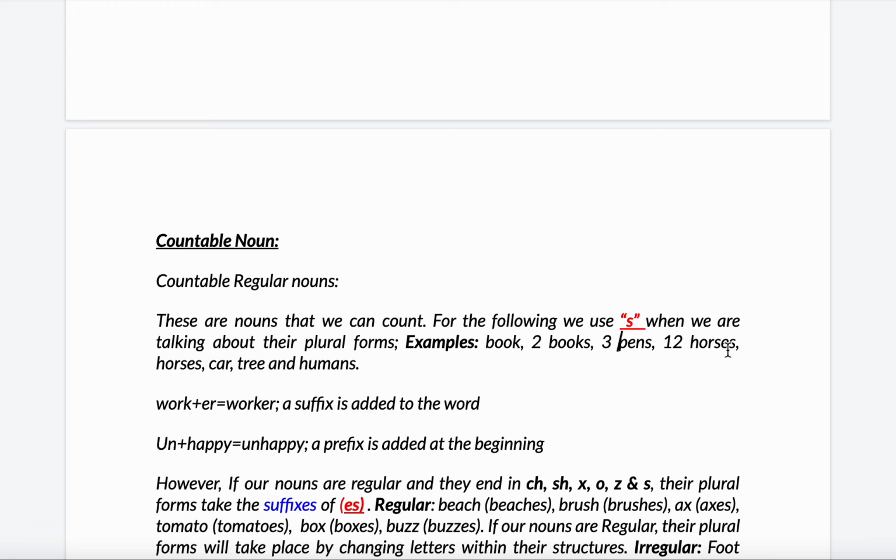Why are we using S? Because none of these words. Okay, for the further example, let me just do this.